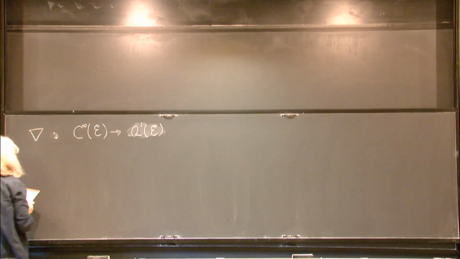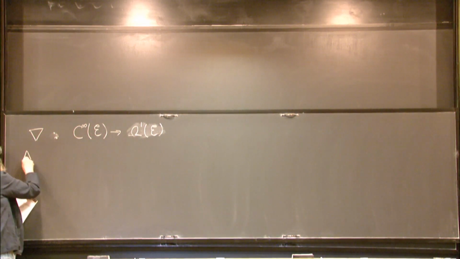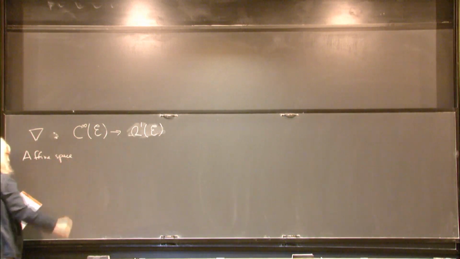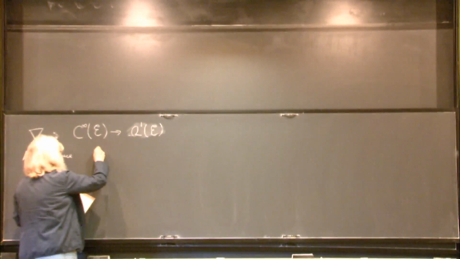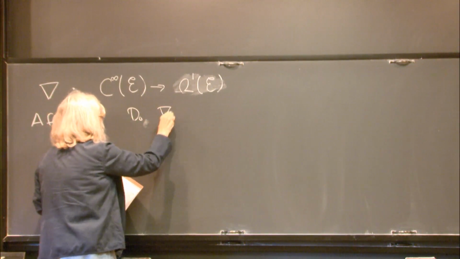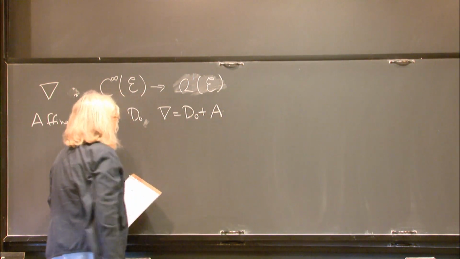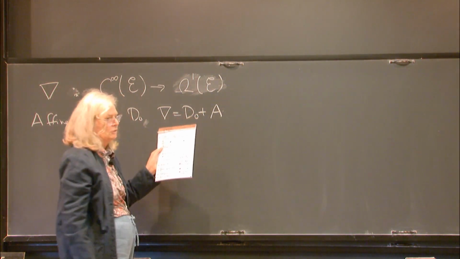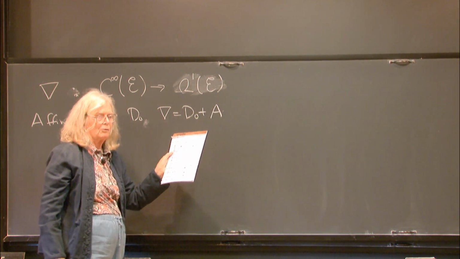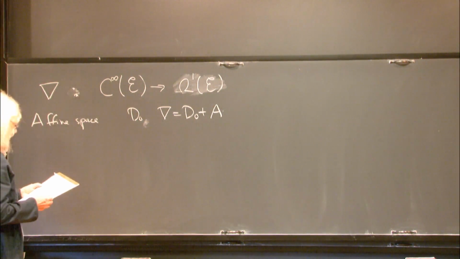And I should point out that this is an affine space. That is, if you fix a connection D naught, then gamma is D naught plus A. And A is actually the difference of two connections, which is a tensor. Okay. So for those of you who want to know why the difference of two connections is a tensor, okay?